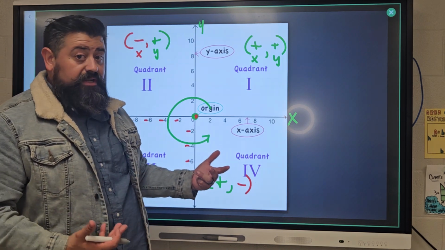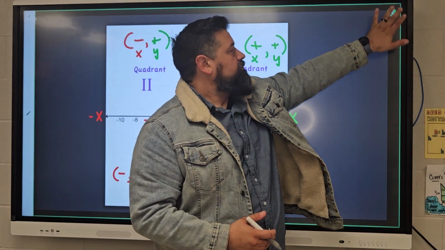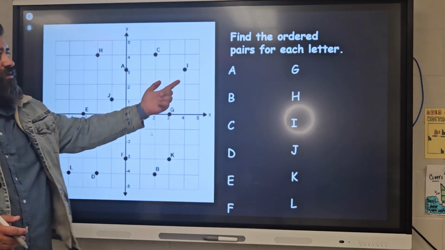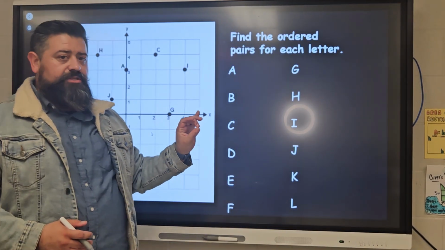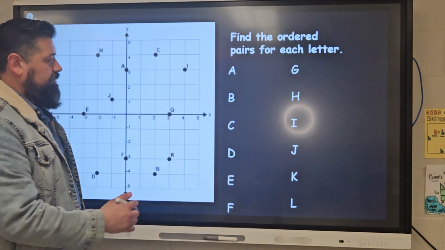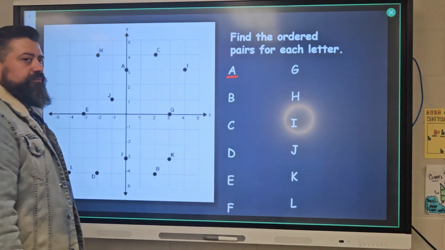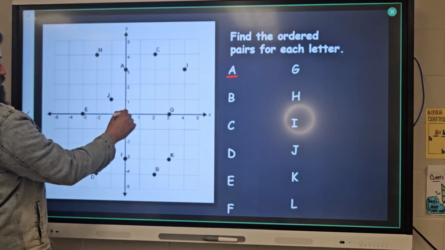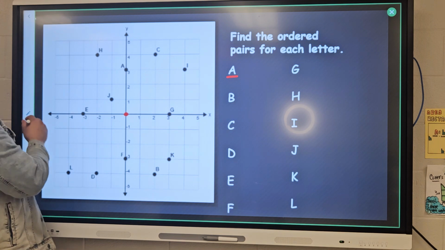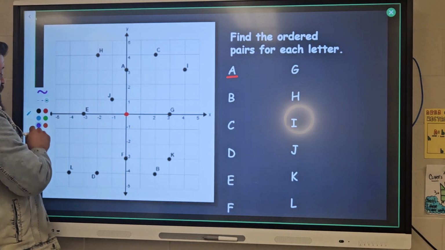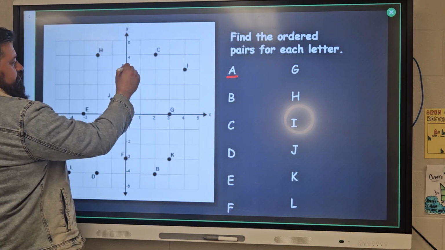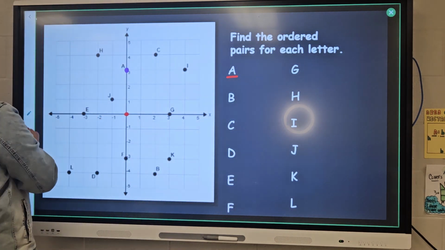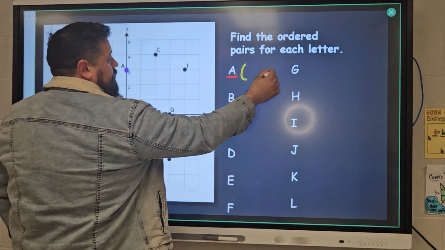So now let's go ahead and put it into practice. We're going to find the ordered pairs of each letter, starting off here with A. First things first, we start right here at the origin. The next thing is I want to spot where the letter A is. Here it is. Remember, when you're doing ordered pairs, you first move to the sides, and then you go up and down.